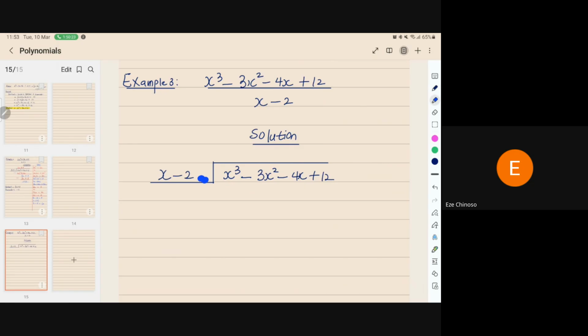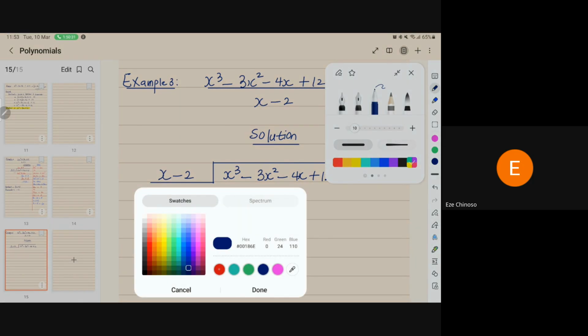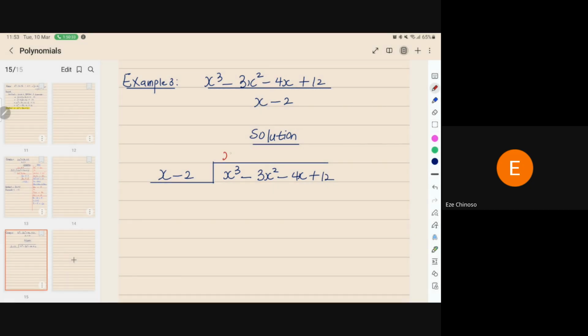So x cubed divided by x is what? That will give us x squared. Is that not so? Good. Now, x squared times x will give us what? x cubed. Your normal long division. x squared multiplied by negative 2 will give us what? Negative 2x squared. Then the next step is you do what? You subtract.